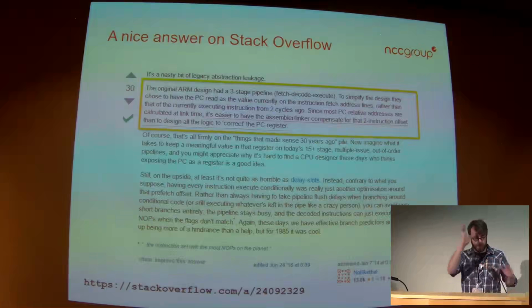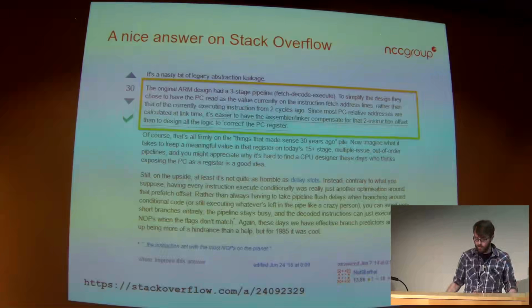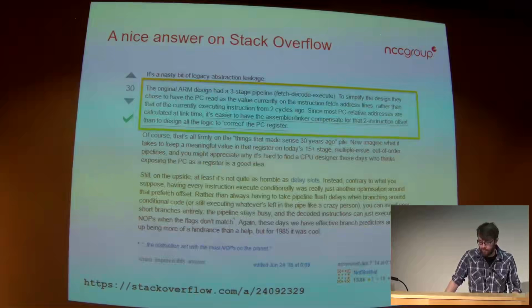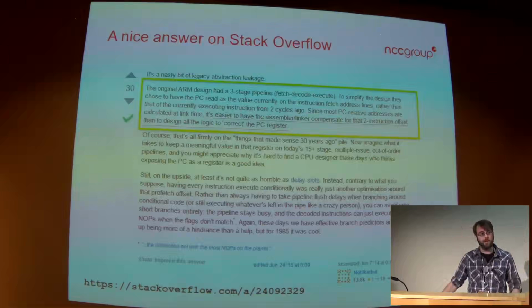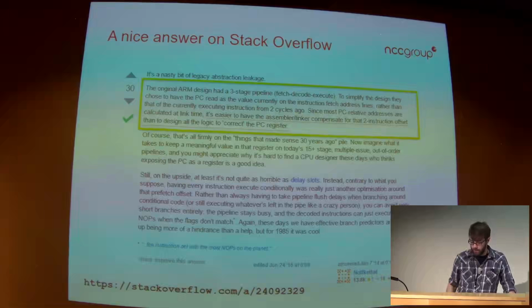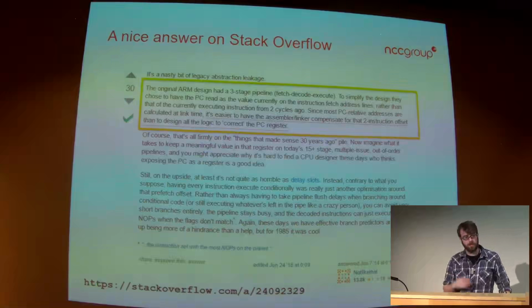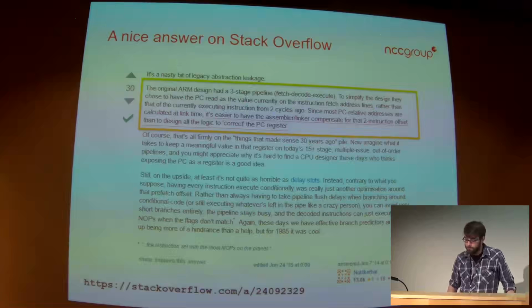So they have this pipeline going on, so PC is getting updated while you're working on stuff. It's easier to have the assembler/linker compensate for that 2 instruction offset than to design all the logic to get the correct PC value. So this is basically an artifact of pipelining, and then he goes on to add some cool comments on that. If you're programming in assembly and you see that, you don't have to worry about it, all this is taken care of for you. But if you're reversing something, this is the kind of important fact to know, right?